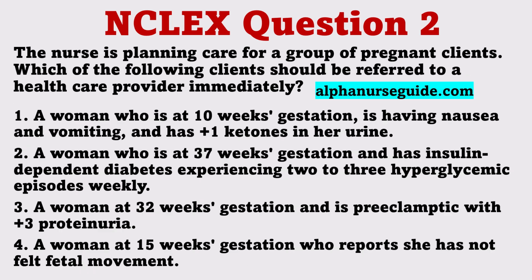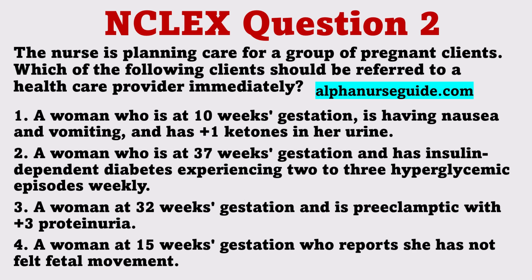The nurse is planning care for a group of pregnant clients. Which of the following clients should be referred to a healthcare provider immediately? 1. A woman who is at 10 weeks gestation, is having nausea and vomiting, and has +1 ketones in her urine. 2. A woman who is at 37 weeks gestation and has insulin-dependent diabetes, experiencing 2 to 3 hyperglycemic episodes weekly. 3. A woman at 32 weeks gestation and is preeclamptic with +3 proteinuria. 4. A woman at 15 weeks gestation who reports she has not felt fetal movement.